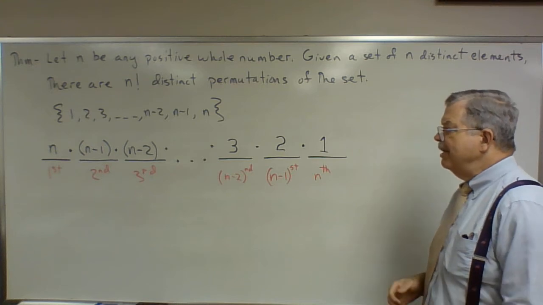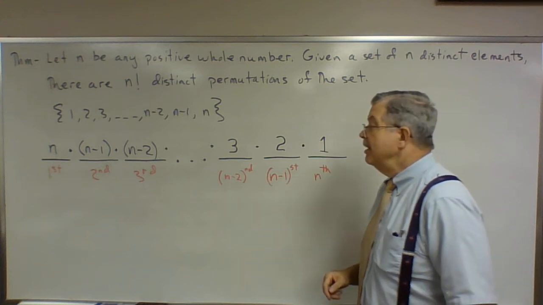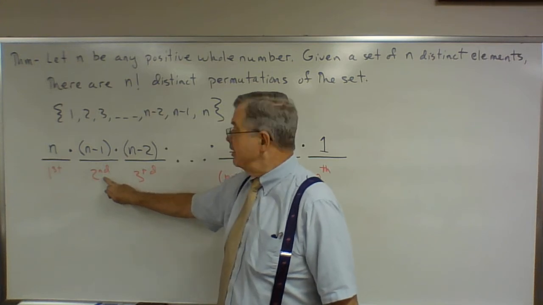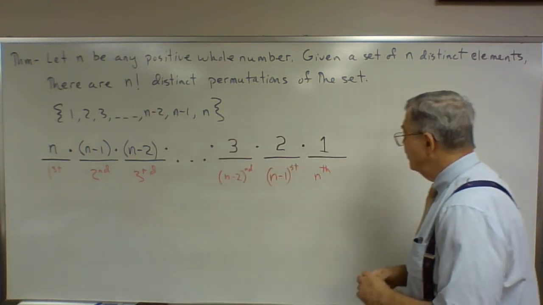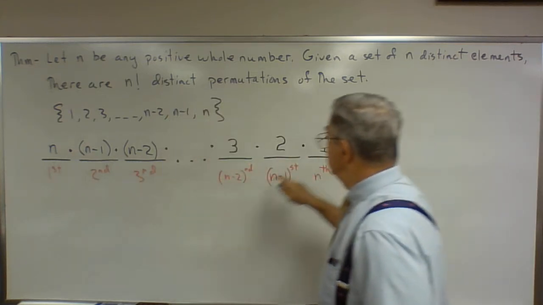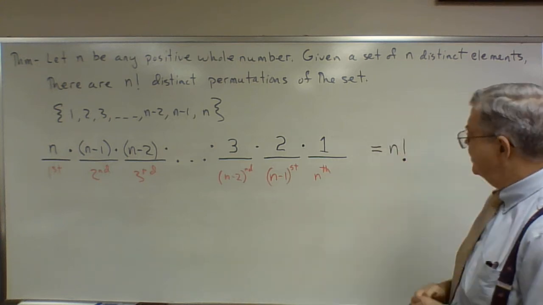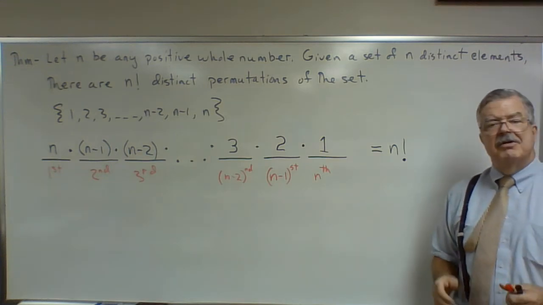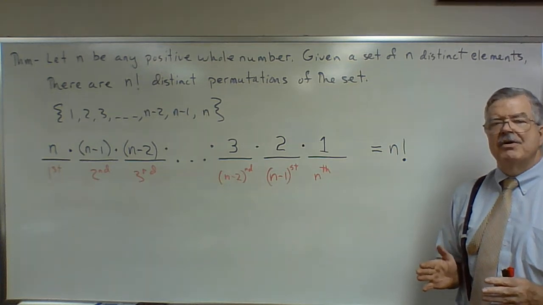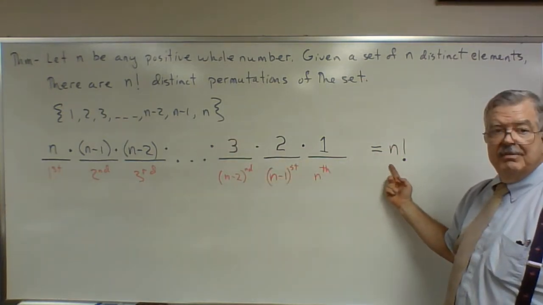So the number of outcomes for this n-stage experiment is the product of the number of outcomes for the first stage times the number of outcomes for the second stage, and so on and so forth. And that's going to give us n times every whole number less than itself. So the number of distinct permutations, or the number of distinct arranged orderings of a set with n elements, is n factorial.